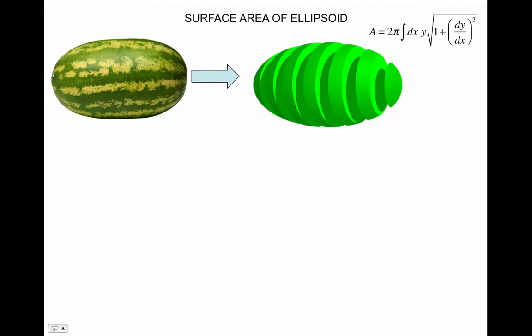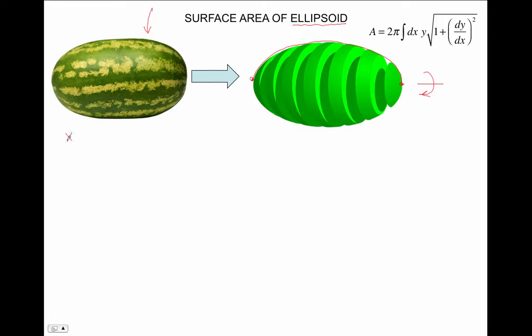This problem is not going to be quite so easy as for a sphere. Here we've been asked to calculate the surface area of this watermelon, and this watermelon is mathematically close to being an ellipsoid. An ellipsoid is what we have over here, and it's obtained by taking an ellipse, or rather half an ellipse, and rotating this ellipse through 2 pi along the x-axis.